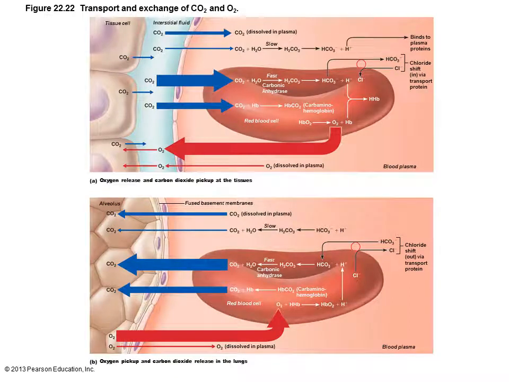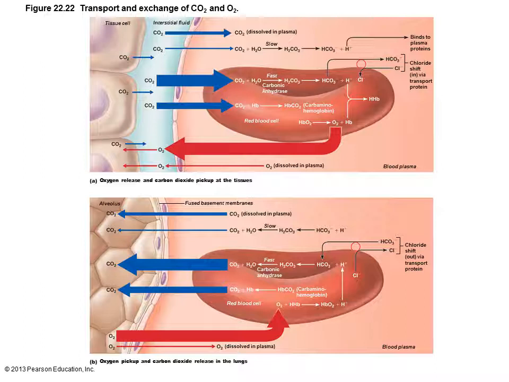CO2 is transported in blood in three forms. As you see at the top, oxygen is released and carbon dioxide is picked up at the tissue level. About 7 to 10% is dissolved in plasma as CO2, and about 20% is bound to the globin of hemoglobin as carbaminohemoglobin, and the rest, about 70% of the CO2, is transported as bicarbonate ion in plasma.